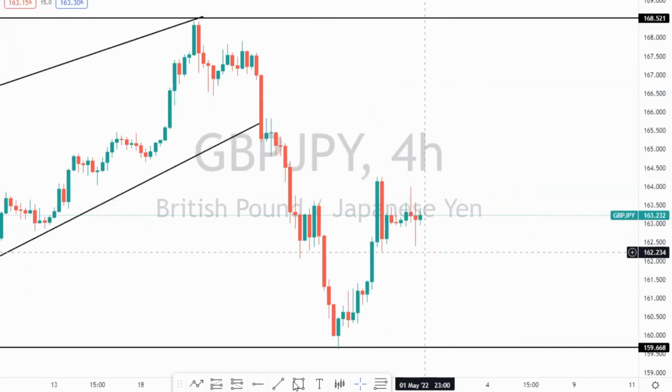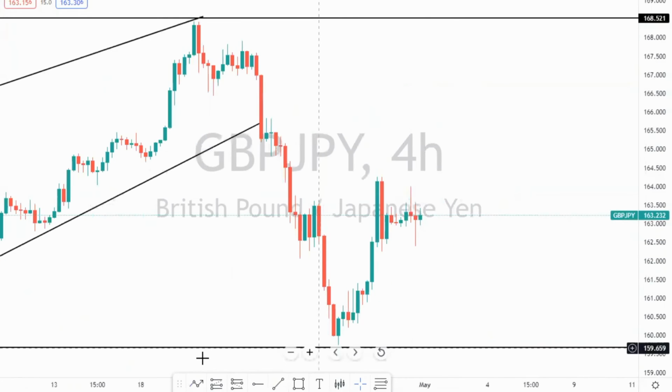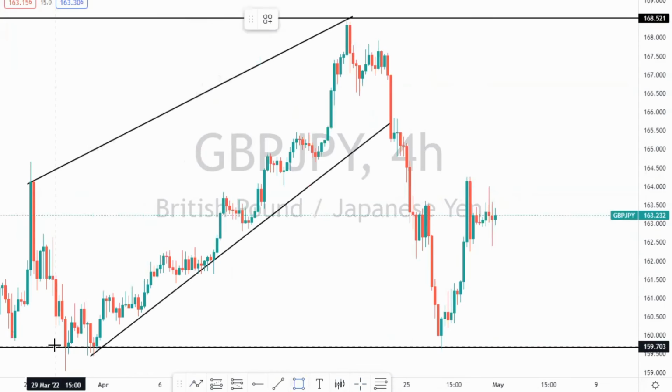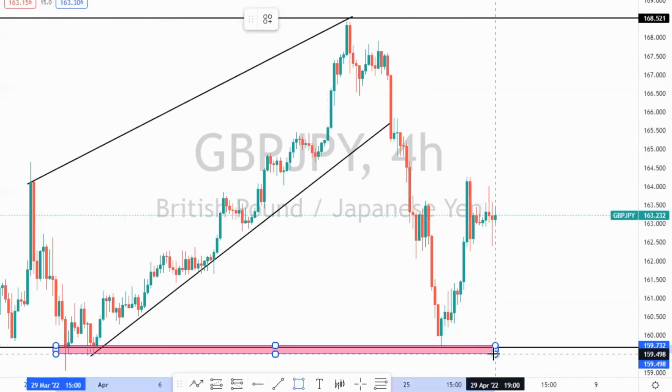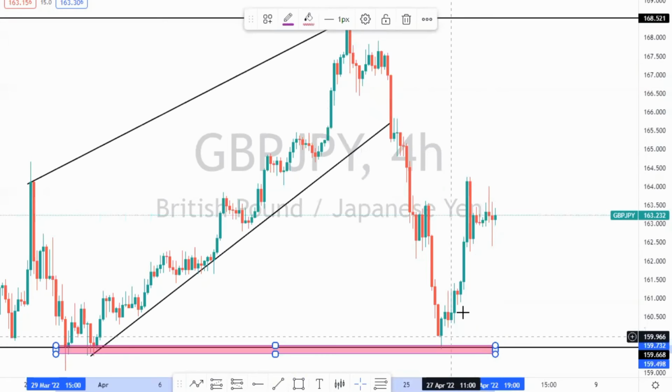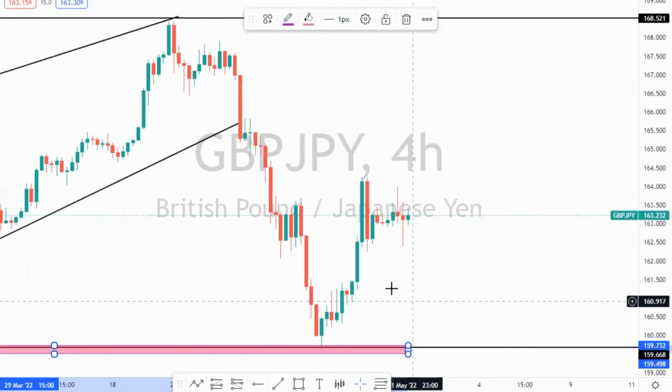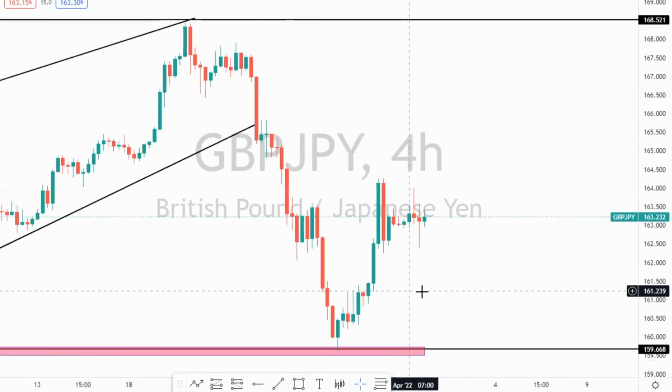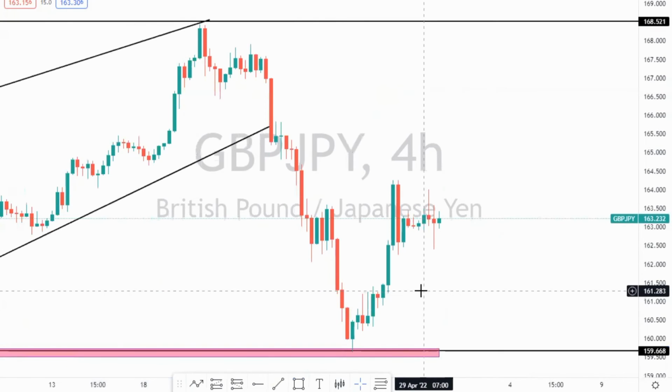So right now I can see that we had a double bottom, right? This being my first bottom, and this being my second bottom. Even though we have many touches, I still take it as a double bottom because we failed. Remember that we failed to break the support level. So it makes it a strong, significant level.